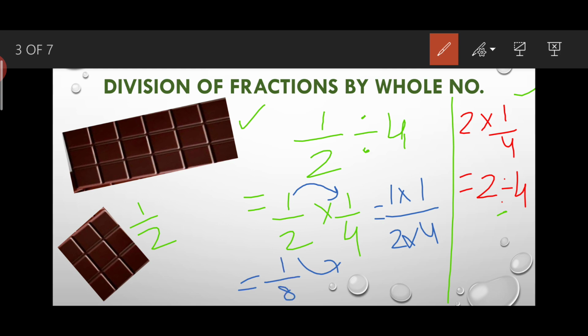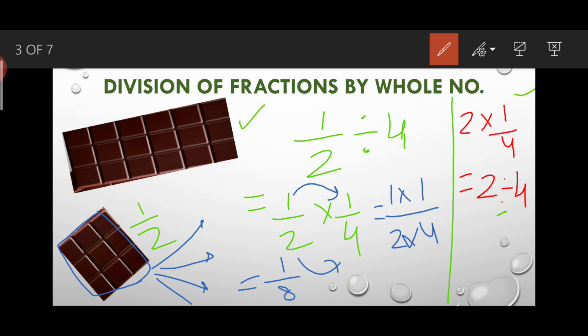Okay, so what is the meaning of 1 upon 8 here? 1 upon 8 means that each of you 4 persons gets 1 upon 8 portion of the half piece of chocolate. That is, if I divide this piece of chocolate into 4 parts, then each of the 4 children will get 1 by 8 part of the chocolate. So this was the basic method for division of a fraction by a whole number. You have to multiply the dividend by the reciprocal of the divisor.